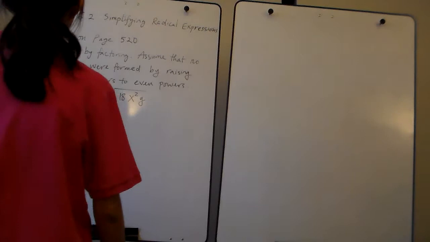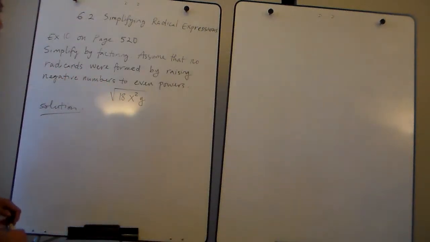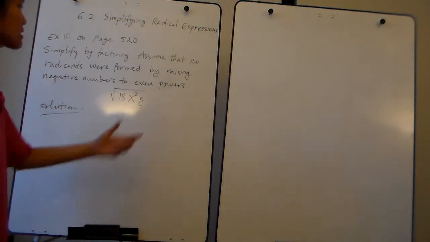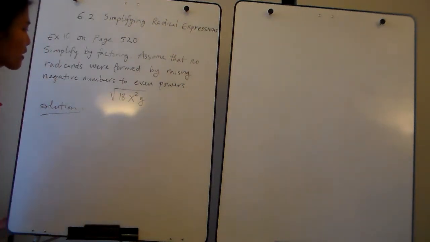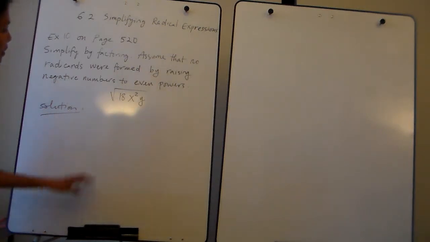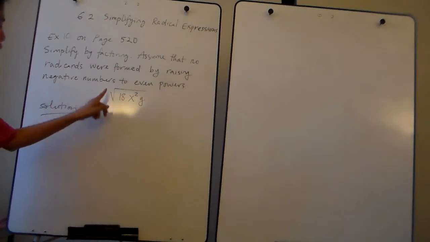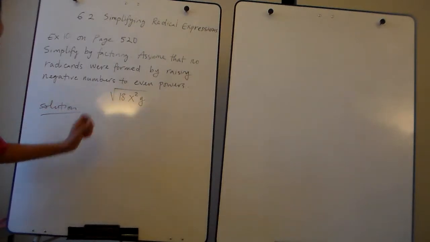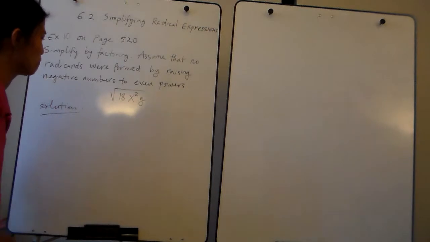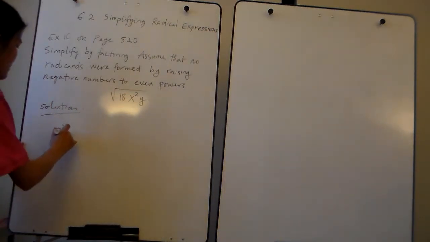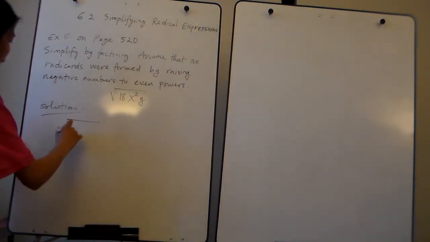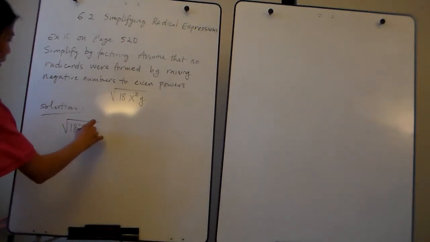Example 10 on page 520. Simplify by factoring. Assume that no radicals were formed by raising negative numbers to even powers. So this rule guarantees that the radicals are not negative, and the variables x and y, when you factor out of the even radical, like this k, square root, k is 2, that is even, you don't have to use the absolute value. So we are asked to simplify this radical, the square root of 18x squared times y.